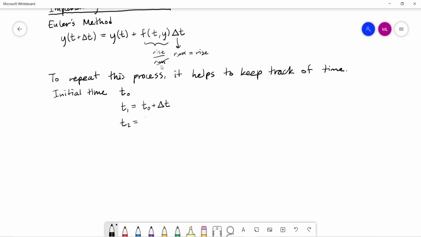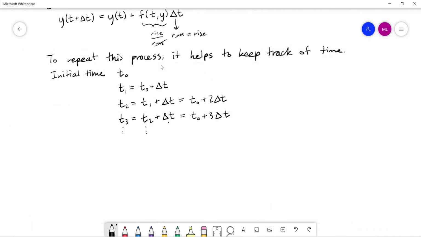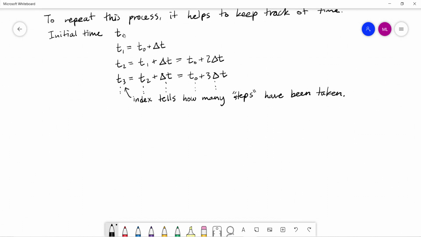And t2 is going to be, you could think of it as t1 plus some delta t, which is equivalent to t0, the original t, plus we've now taken 2 steps in time, 2 delta t's. And t3, which will be the time after, it'll be the same as taking 1 step from t2, or taking 3 steps from the original value of t that we started at. And you can see this going on sort of indefinitely. But the subscripts that I'm using here are what are going to be called indexes. So we're indexing time, and the index tells us which time step we're at. It tells how many steps we've taken since we started.